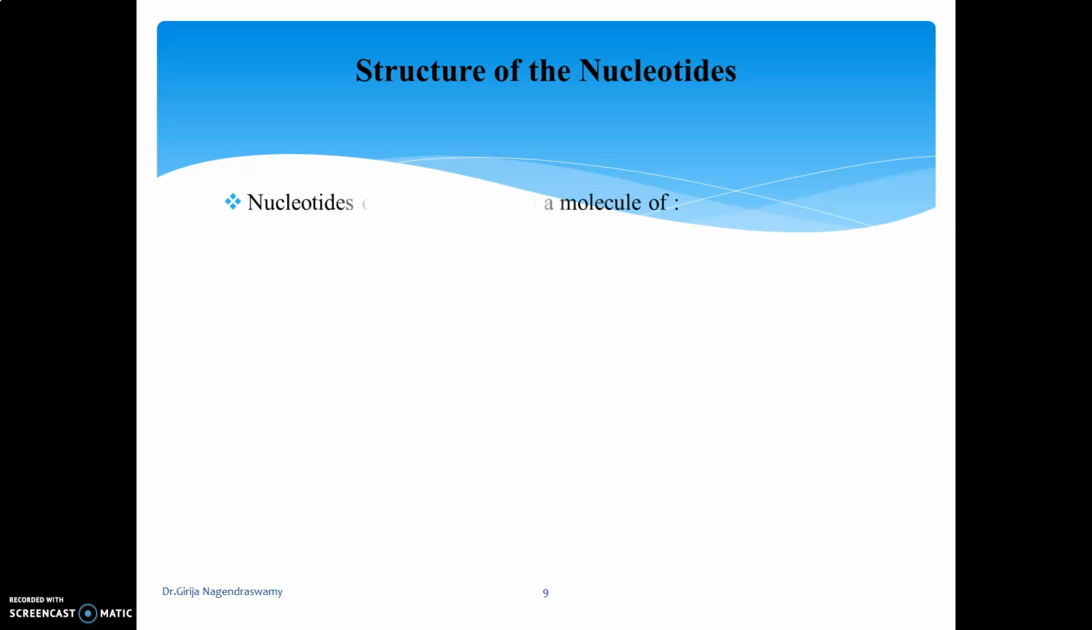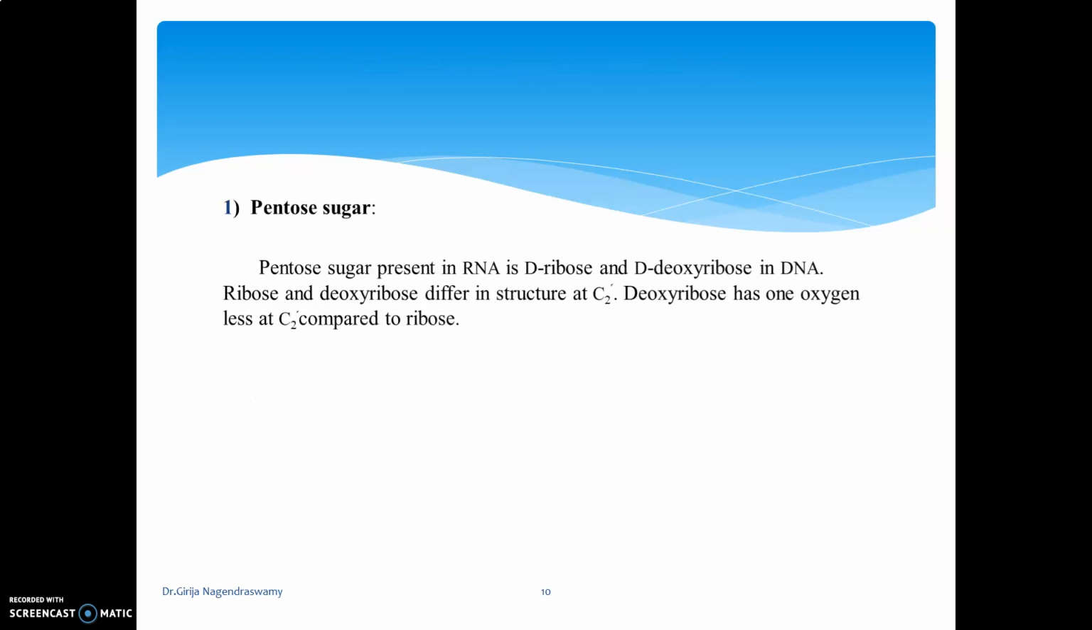Structure of nucleotides. Nucleotides on hydrolysis give a molecule of pentose sugar, nitrogen base, and a phosphate residue. Coming to the pentose sugar, present in RNA is D-ribose and deoxyribose in DNA. Ribose and deoxyribose differ in the structure at second carbon atom. Deoxyribose has one oxygen less at C2 compared to ribose.